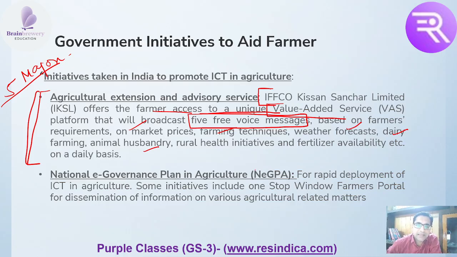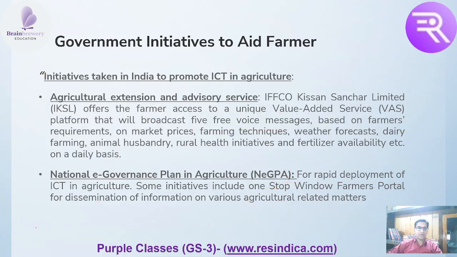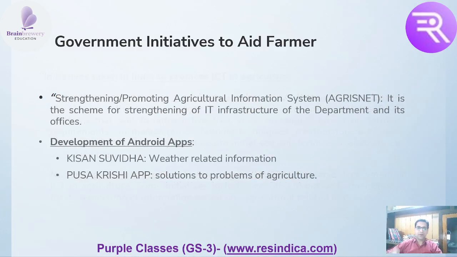Then the government came up with the National e-Governance Plan in Agriculture, with a special focus on increasing governance in the agriculture area, so that it provides a one-stop solution for information dissemination on any agriculture related matters. You should remember these words in examinations: agriculture extension advisory services, national e-governance plan in agriculture. Then there are strategies promoting agriculture information systems, called AgrisNet.